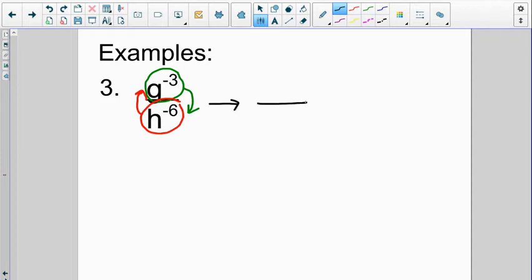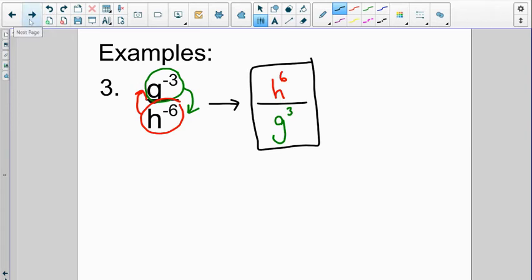So what it's going to look like is we have our fraction bar. We're going to move the g to the denominator and make the exponent positive, and we move h to the numerator and make that exponent positive. So h to the 6th power divided by g to the 3rd power is our final answer. So both variables had negative exponents, so we exchange and move both of them.